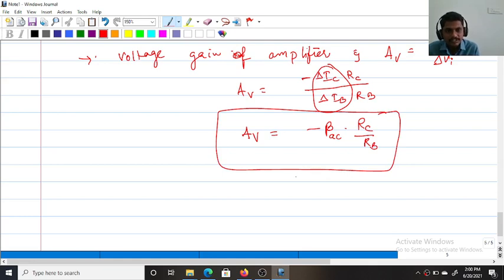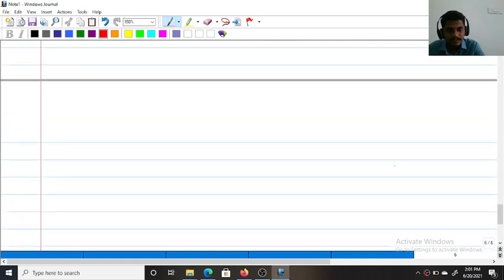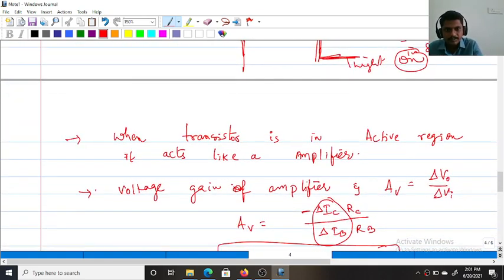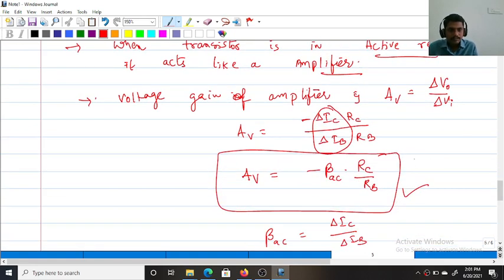So this is a transistor in the active region, where beta AC is the ratio of collector current to base current. This is the voltage gain of the amplifier. Just remember one point here: when the transistor is in the active region, it acts like an amplifier, and this is the formula to find the voltage gain of the amplifier.